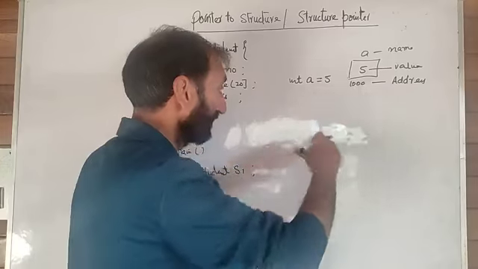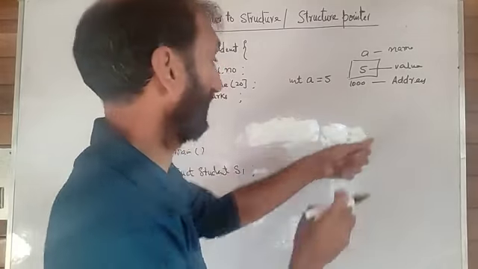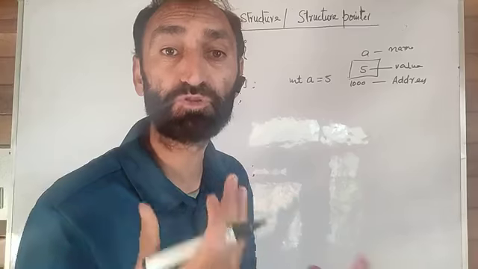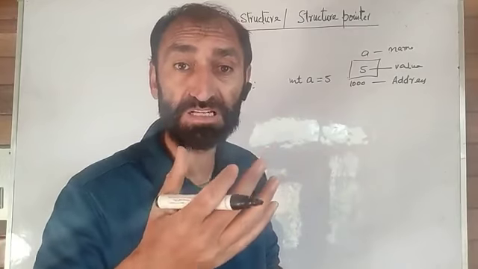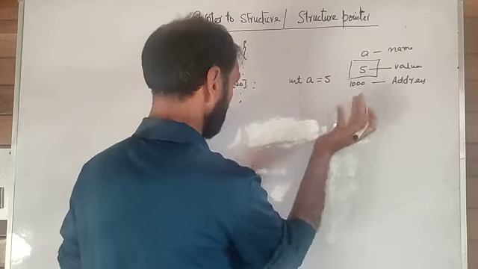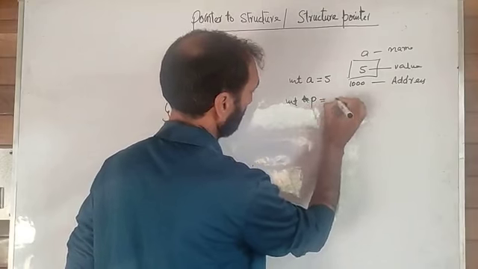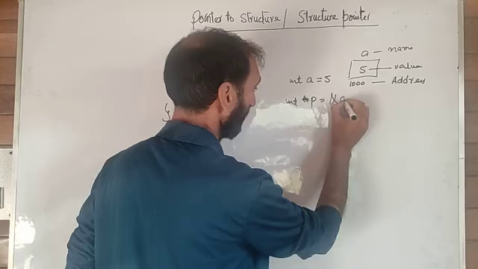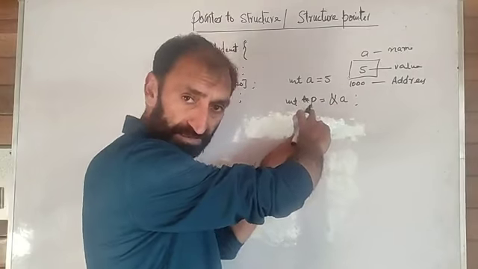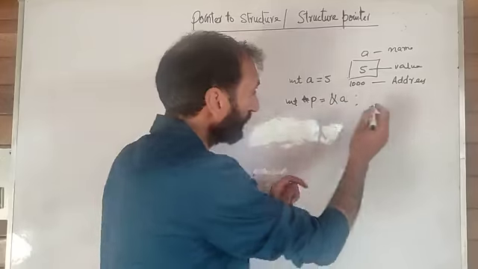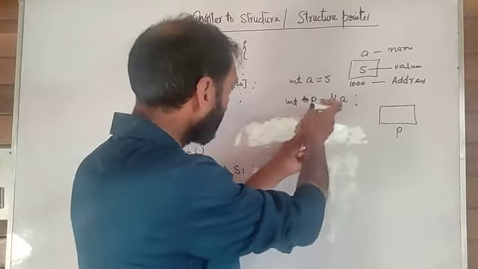Now, if I want to store the address of A, where can it be stored? Addresses are going to be stored in pointers. For example, how can we declare it? int *P = &A. What does this declaration mean? P is a pointer to integer. That means P is also a variable that stores the address of A.